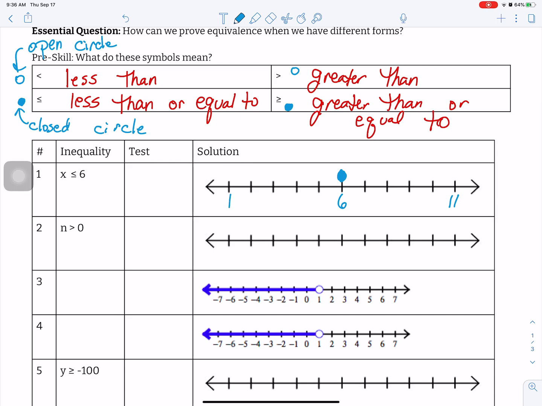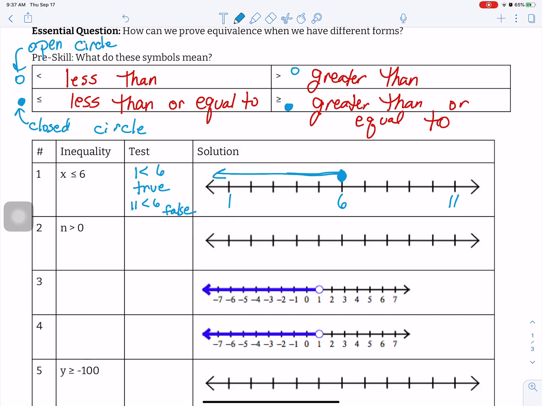I'm going to pick one of my endpoints, so either the 1 or the 11. I just can't pick this 6. I could pick any of the points in between to test. And I'm going to see, is 1 less than or equal to 6? I'm not going to worry about the equal to bar because I've already taken care of that in my circle. And this is true, which tells me all these points are true. All these points are going to be less than 6. If I had picked 11, is 11 less than 6? That's false, so that's why I'm not shading in on that end.